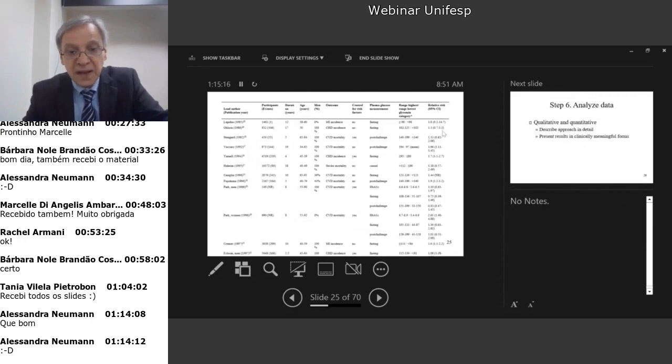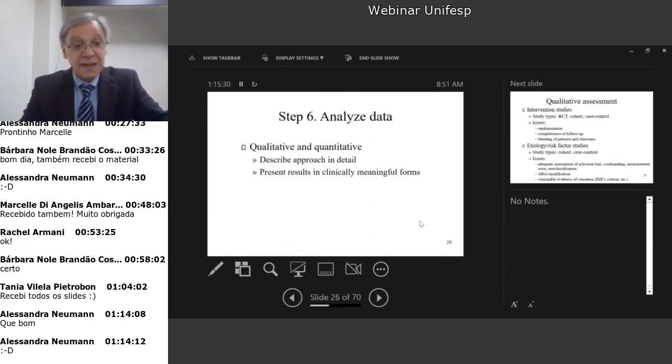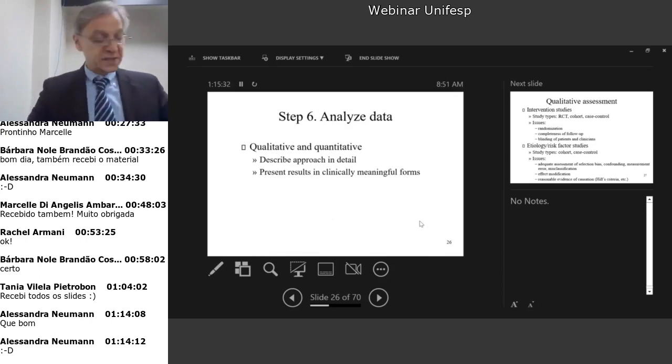And the last one is the relative risk. You have all the relative risks and the ranges. I'm sorry, you have the ranges of the measurements. Okay. Sometimes over here you already put the standard deviations. Analyze the data, qualitative and quantitative.